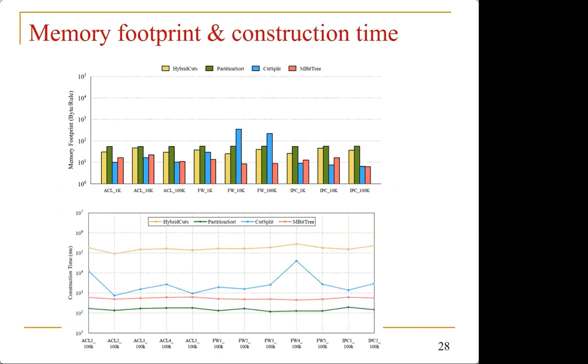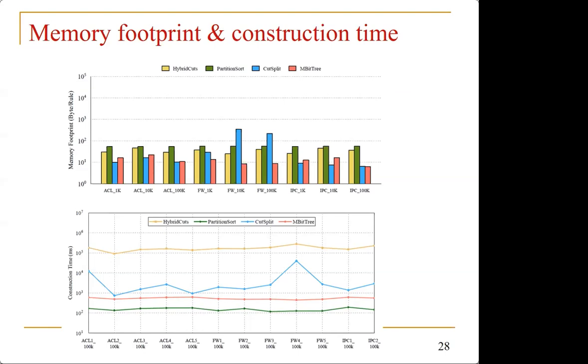The figure shows the memory footprint of MBitTree as well as HyperCuts, PartitionSort, and ByteCuts. For most rule sets, MBitTree consumes less space than the other algorithms. The low memory footprint of MBitTree means that there is very little rule replication in the tree built by MBitTree.